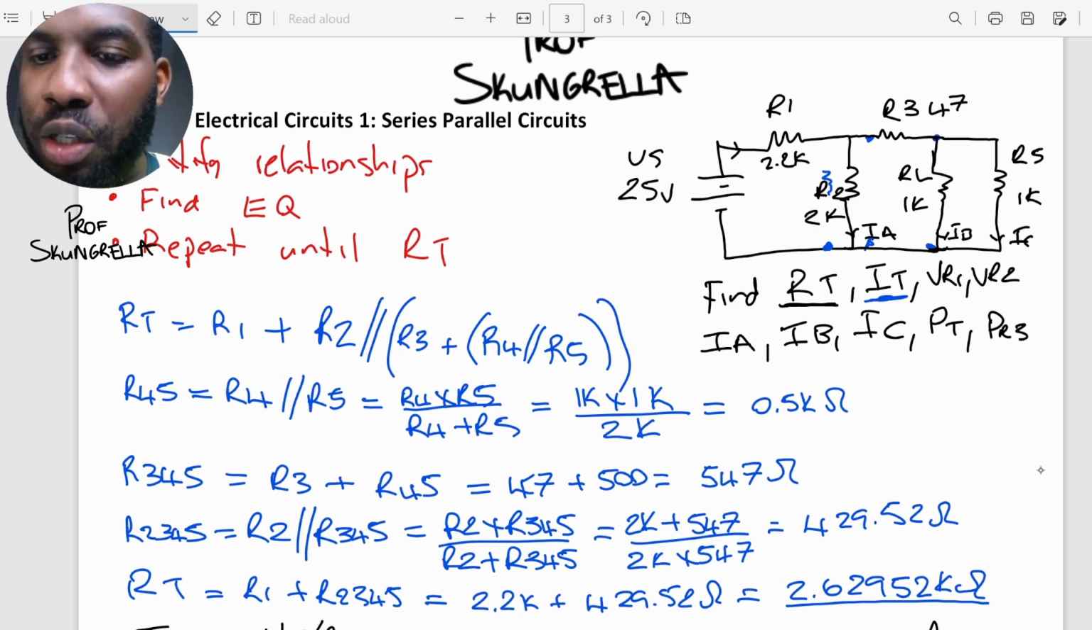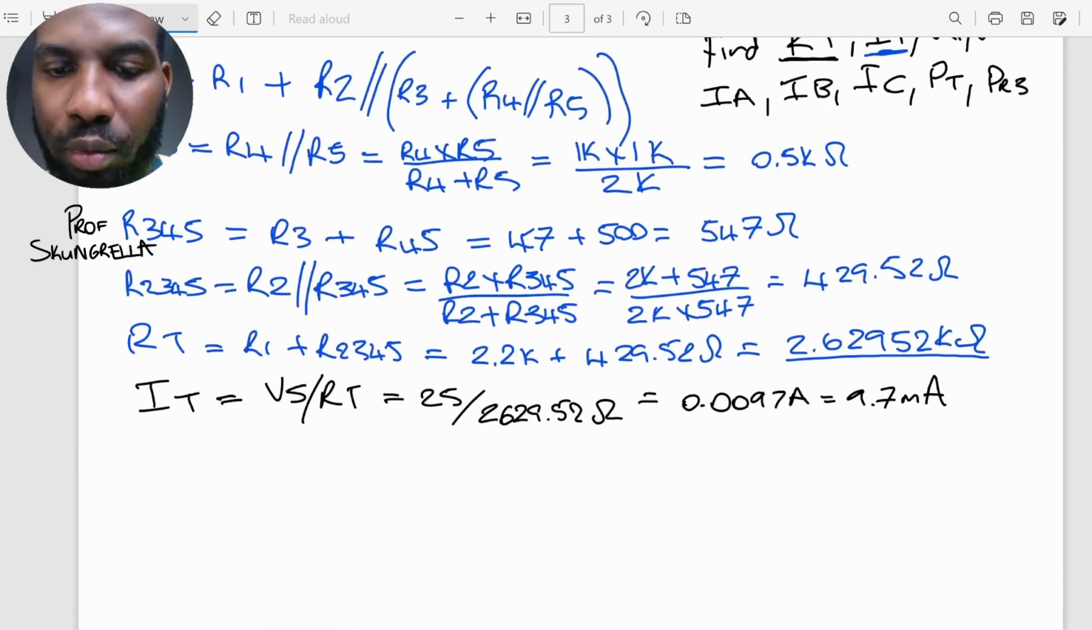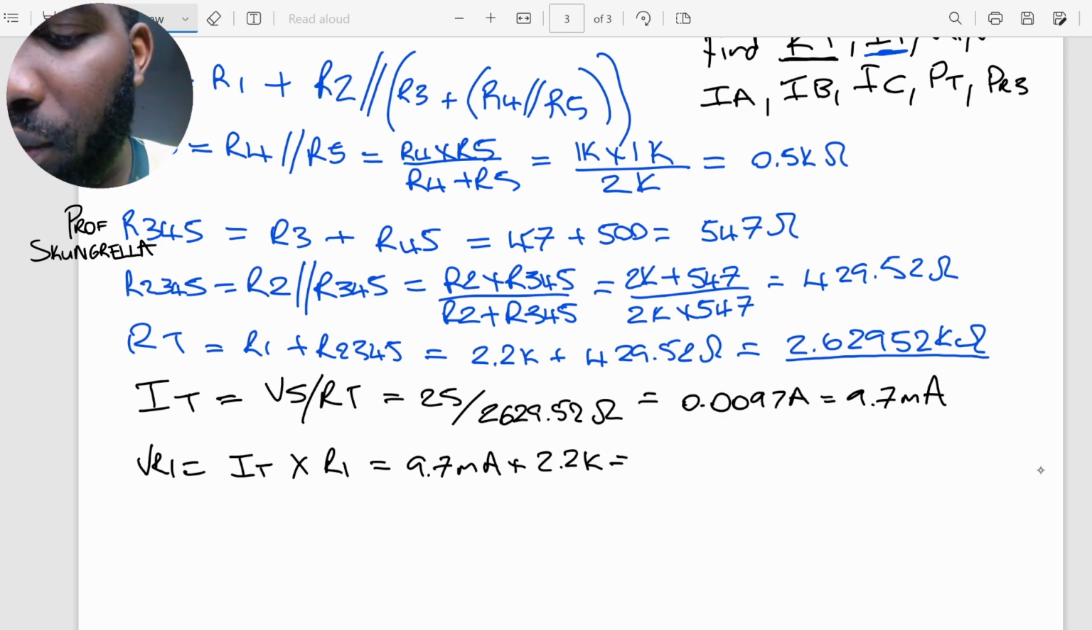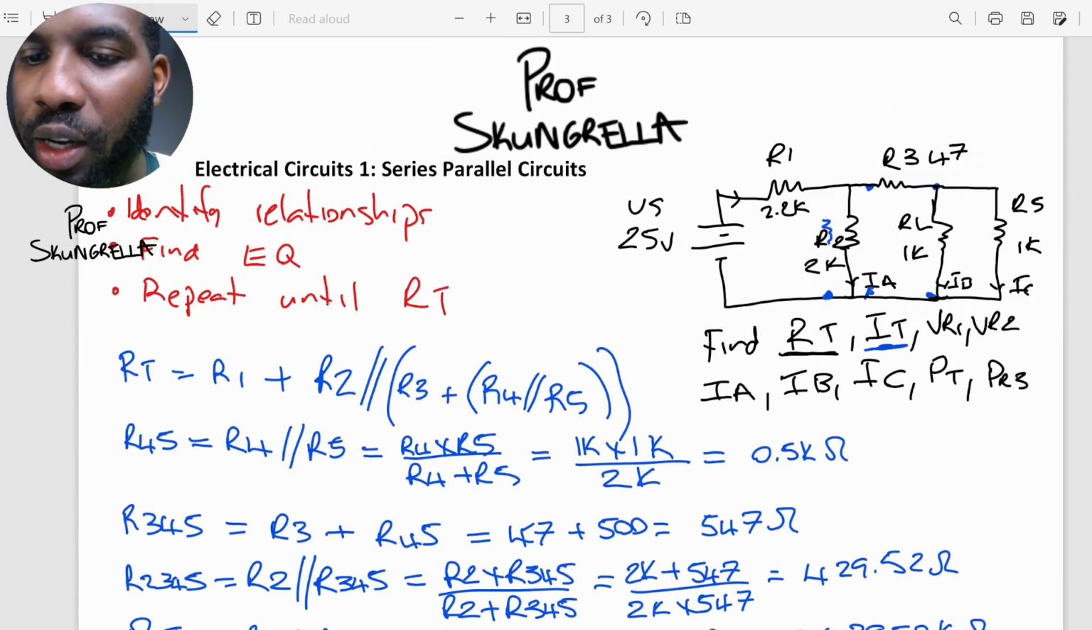All right, so now we have the total current, we have our resistance, we now are ready to find the voltage drop across R1. So we want to find VR1, and we're going to find that using Ohm's law. So VR1 is going to be equal to the current, which is going through R1, which is the total current, times R1, which gives us 9.7 milliamps times 2.2K, and that gives us a voltage of 21.34 volts, right? So this is the voltage that is dropped across this first resistor right here.